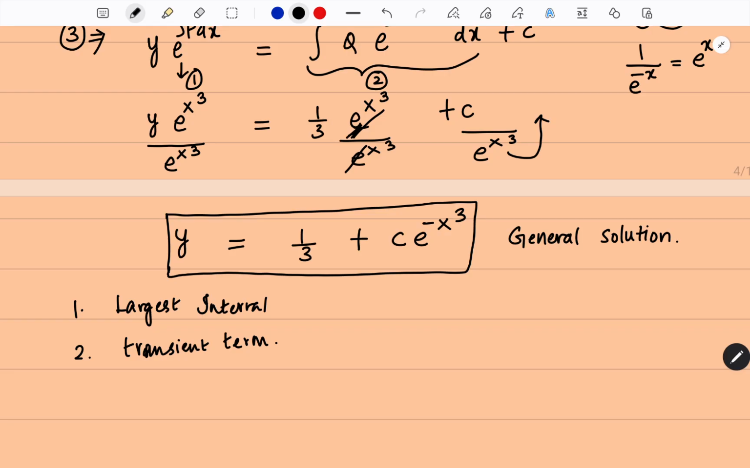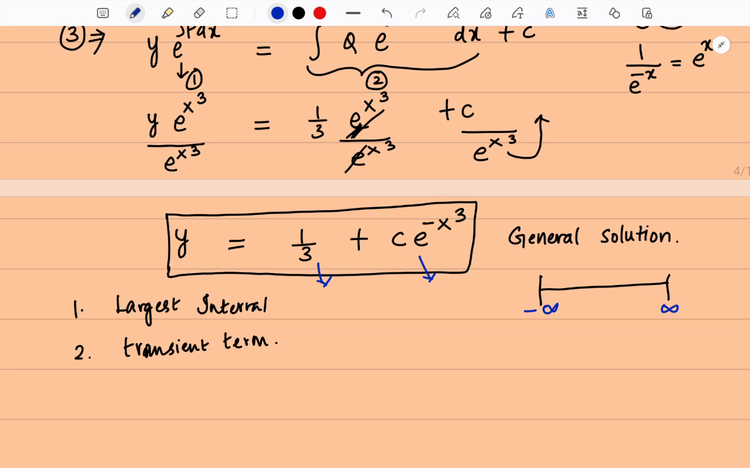So what do you mean by largest interval? Interval you know very well. This is the line when I draw this one. This is called an interval, right? It goes from minus infinity to plus infinity. Now look at the terms here. There are two terms. 1 by 3 we have, and this term we have. 1 by 3 is of course a constant term. It's nothing but the constant voltage in the circuit, right?